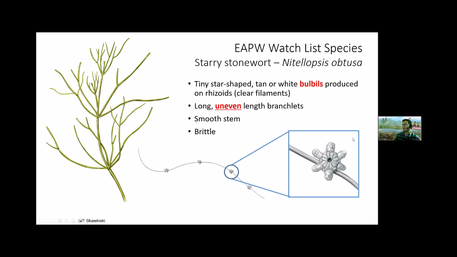Well, as you can see from this illustration, they have these fishing line type structures near the bottom of the plant, on the sediment and just below the sediment. And on these fishing lines, you can see these tiny little white cream colored structures called bulbils. When we zoom into that bulbil, it looks like a star. So that's where it gets its name, starry stonewort. If you see this star on these clear filaments, that's starry stonewort. Always feel free to take a picture if you need some confirmation. Joe and I are always happy to help you confirm those.